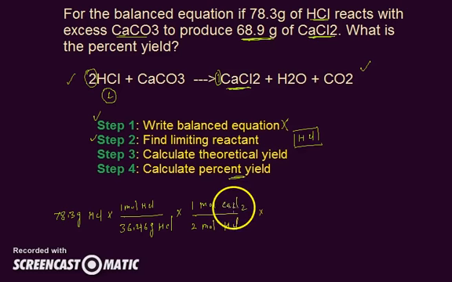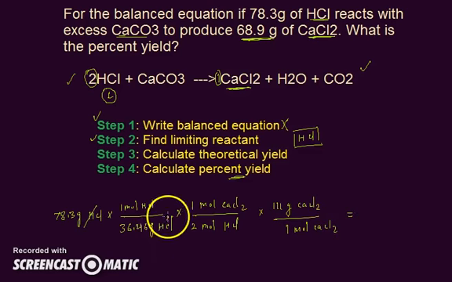For mole to mass conversion, we use the molar mass. The molar mass of calcium chloride is 111. Here I mention 111 gram calcium chloride, and in the bottom we have 1 mole calcium chloride. Gram HCl will cancel, mole HCl will cancel, and mole CaCl2 will cancel. Now we can do the calculation. We multiply the top numbers and divide by the bottom ones.